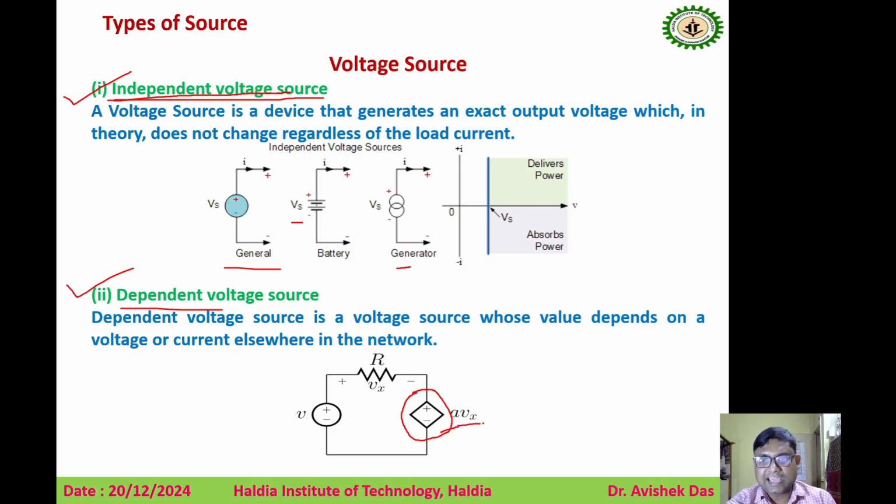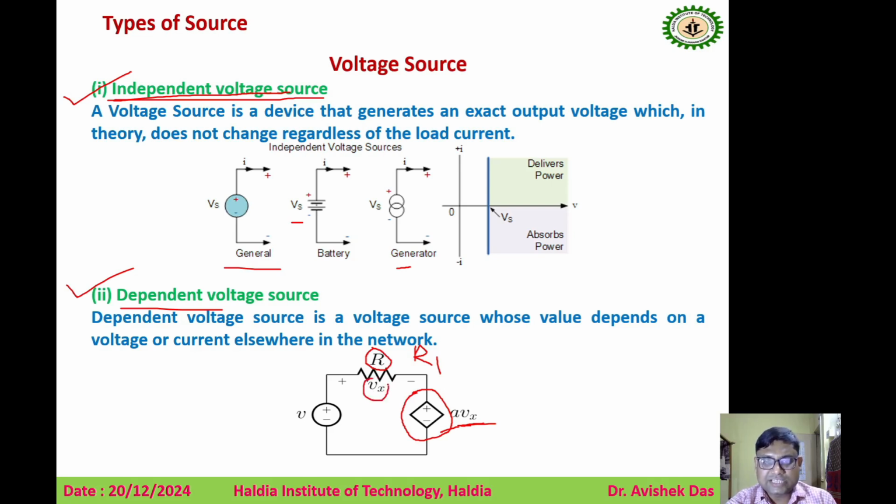It generates A Vx, right? A is the constant and Vx is the value. And what is Vx? Vx value we know from the circuit. Vx is the voltage drop across the resistor. This resistor value is R. Now if you change the value of the resistor, in place of R if you replace it with R1, then what happens? The voltage drop across this resistor is also changed. It will not be the same as Vx, right?